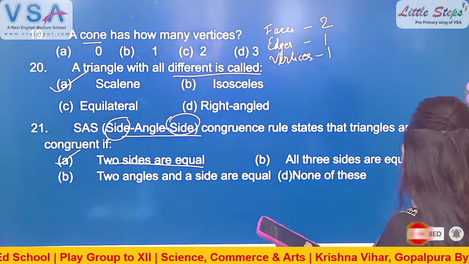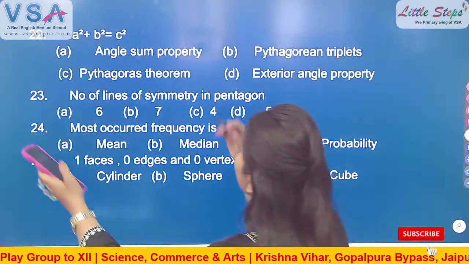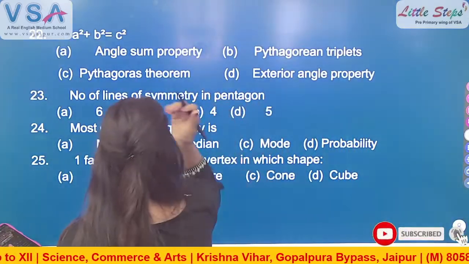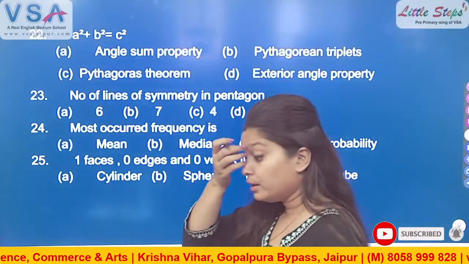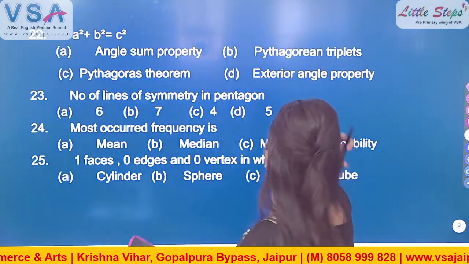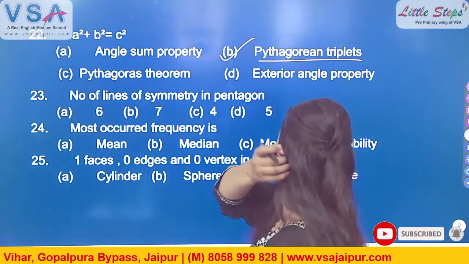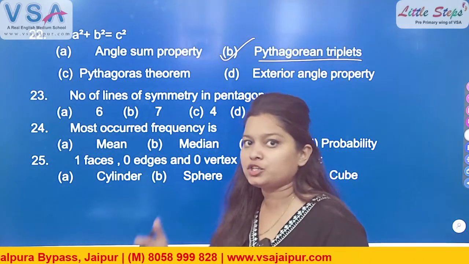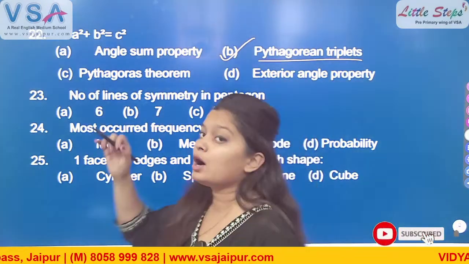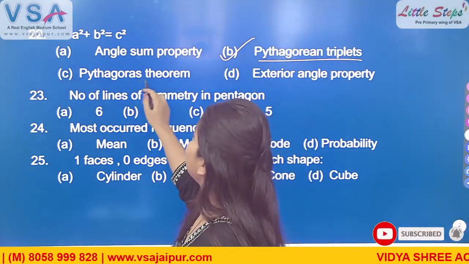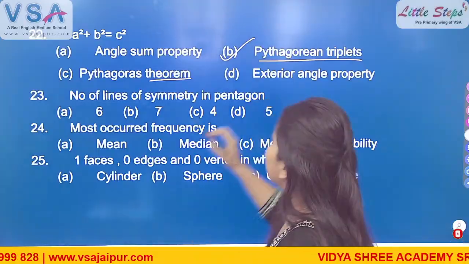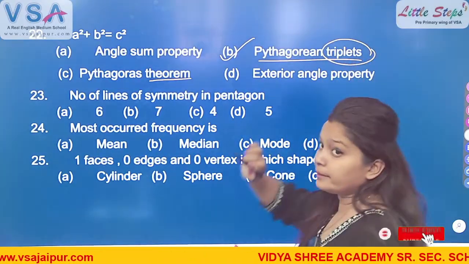Yes. Moving on to the next MCQ. A square plus B square equals C square. As I have told you in question number 3 or 4, I think this is a Pythagorean triplet. Make sure you don't make silly mistakes in your exam under pressure. You have to read the options carefully. This is not Pythagoras theorem. This is Pythagorean triplets. Clear?